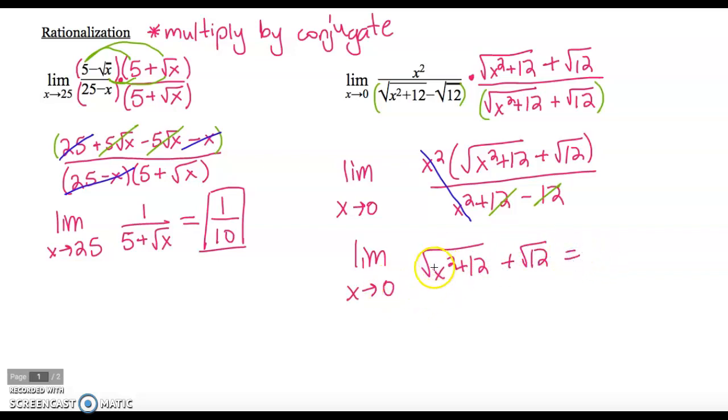And if I plug in 0, I get square root of 12 plus square root of 12, which is 2 square roots of 12. Or if you want to get really fancy, I believe that is 4 square roots of 3. There you go. Let me know if you have any questions on these two types of problems.